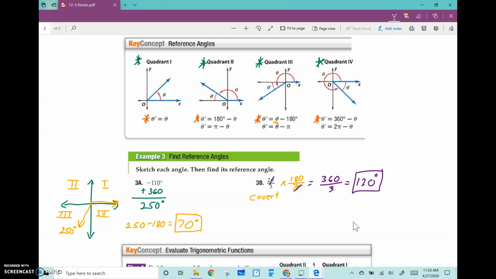Okay, so you would sketch that angle. And if you sketch that, 120 degrees is going to be over here a little past 90, and that's in quadrant 2. Okay, so quadrant 2 is telling me to do 180 degrees minus whatever the angle I have. So I'm going to do 180 minus 120, it's given right here, and I get 60 degrees as my reference angle. All right.